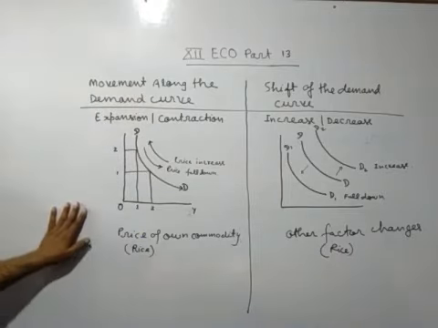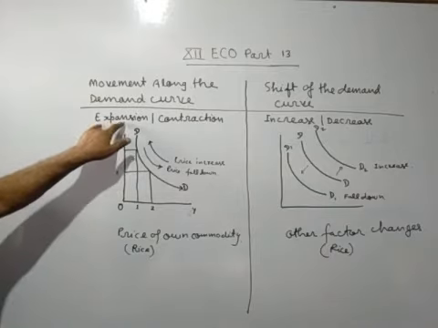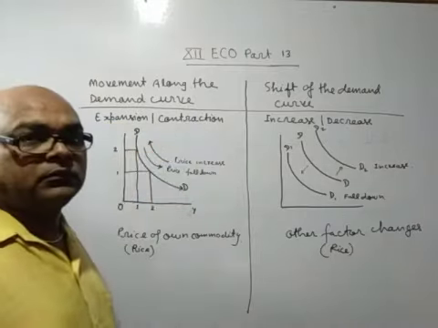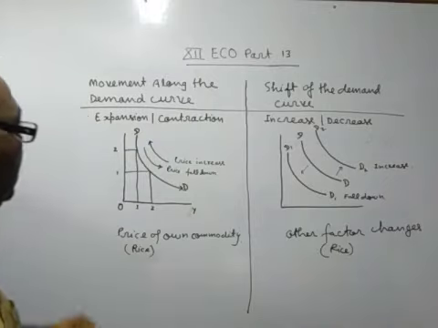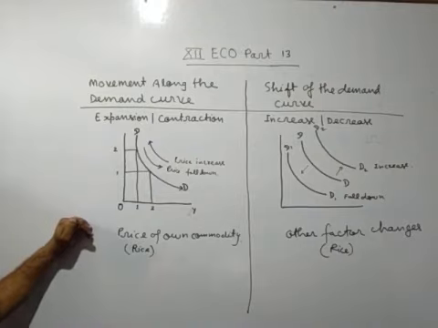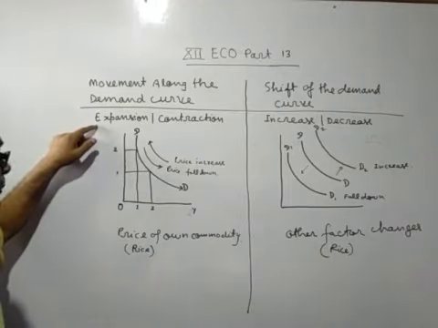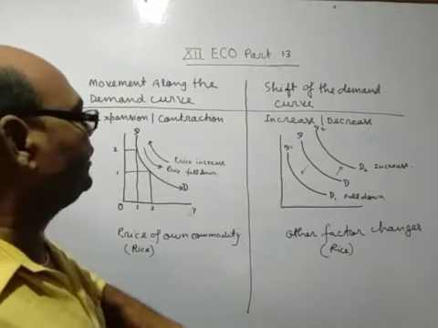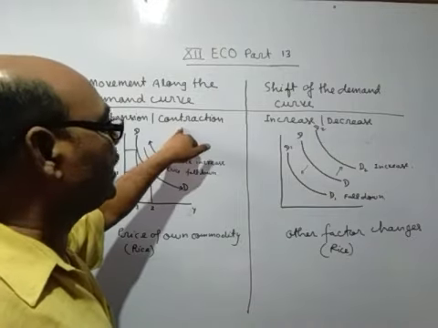In movement along the demand curve, we especially use the words expansion and contraction. If the quantity demanded increases, we will use the word expansion of demand. If the quantity demanded decreases, we will use the word contraction of demand.